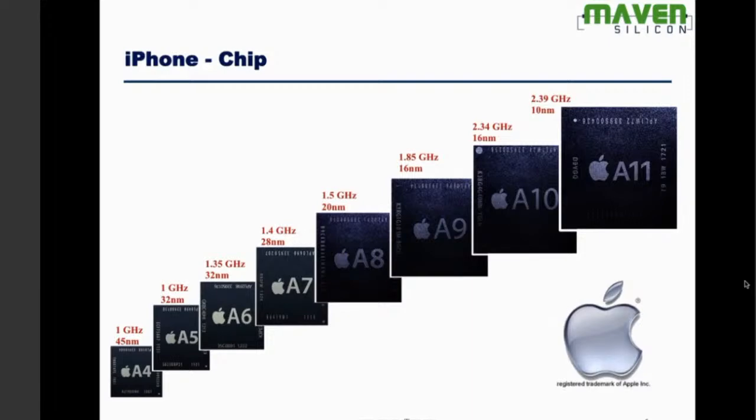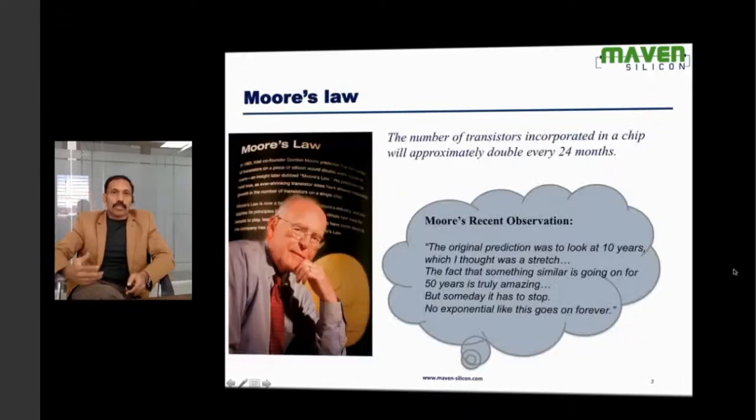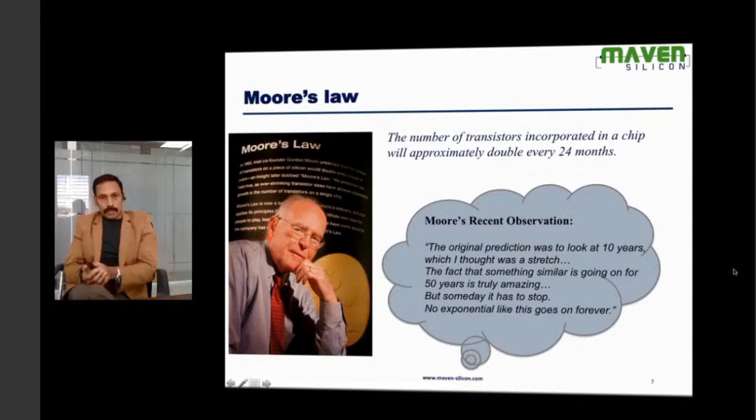These two things, the frequency and technology, will always change. This is what I want you to understand from this evolution. A4 was based on 45 nanometer. Today, A11 is based on 10 nanometer. That is a huge difference. So we have to remember Moore's law. The number of transistors in a chip doubles every 24 months. This is what Moore said.